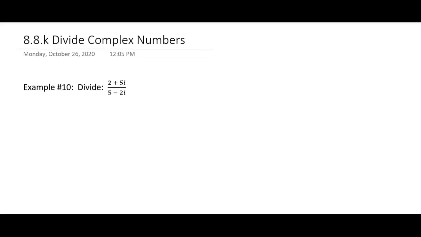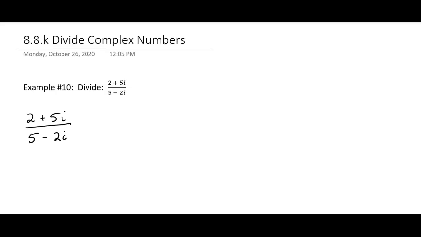So now they want us to divide complex numbers. Well, it turns out we don't really divide them. What we do, so I'm going to write this problem down so I'll have it bigger: 2 plus 5i over 5 minus 2i.